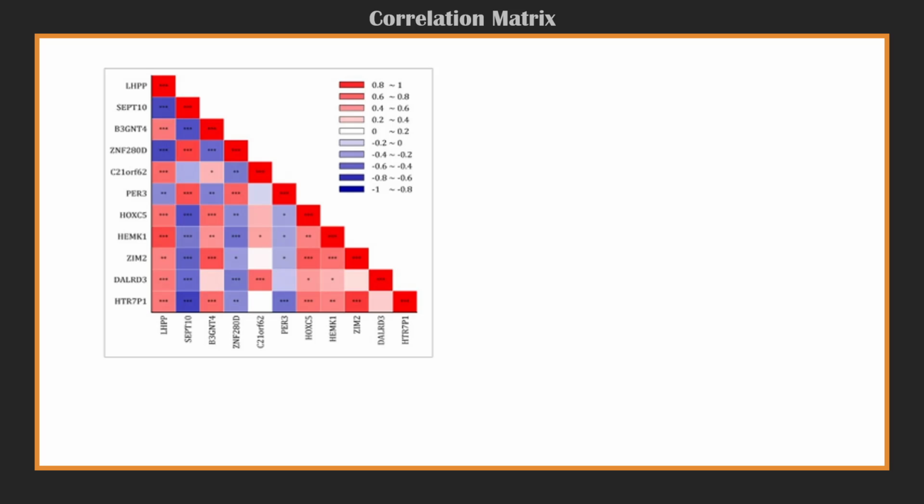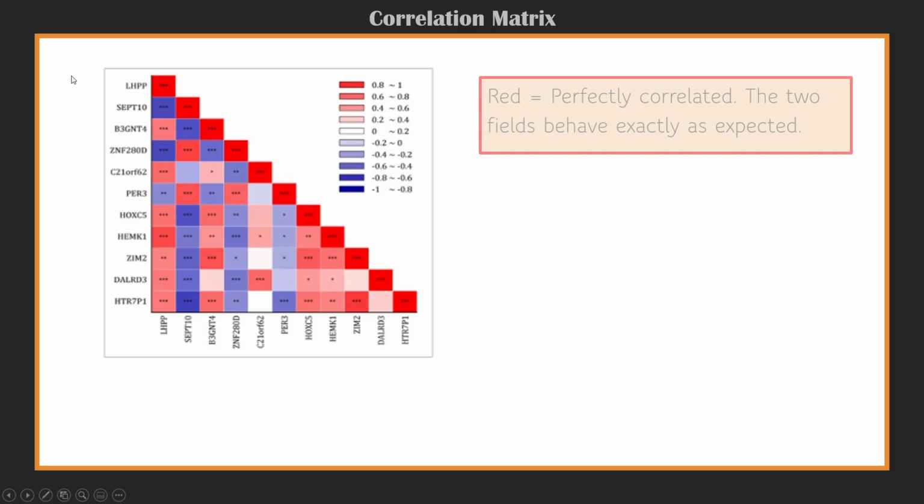Again, it's a different example here, because these 10 fields on the left hand side on the y-axis, we're comparing them with the same 10 fields on the x-axis. Clearly, if you look at the diagonal, the red lines along the diagonal, you can see that these are perfectly correlated. So what does red mean? Red means they're perfectly correlated. That means the two fields behave exactly as expected. And it's obvious, right? A field will always be correlated with itself. Clearly understandable.